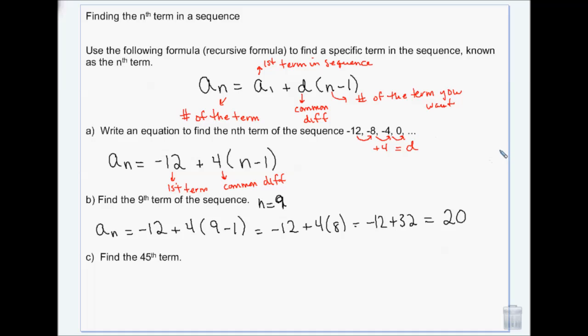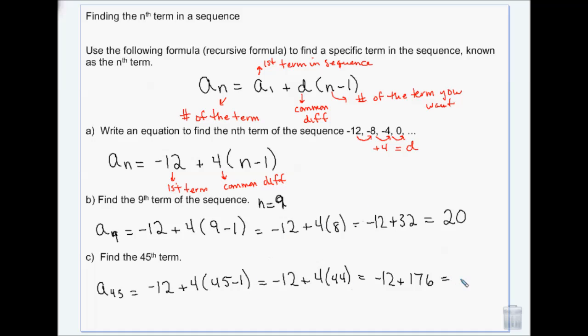And like, you could add 4 five more times and that wouldn't be that big a deal. Let's find the 45th term, though. You're not going to want to add 4 all those times. So we're going to take a sub 45, the 45th term, and take negative 12 plus 4 times 45 minus 1. So that's 4 times 44, which is negative 12 plus 176, which is going to be 164.